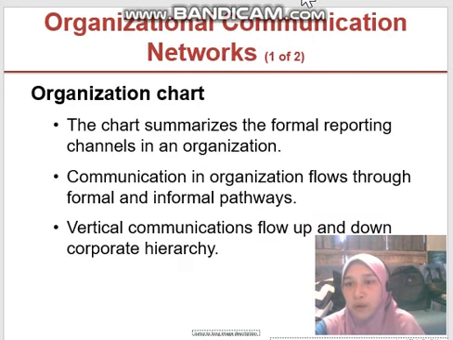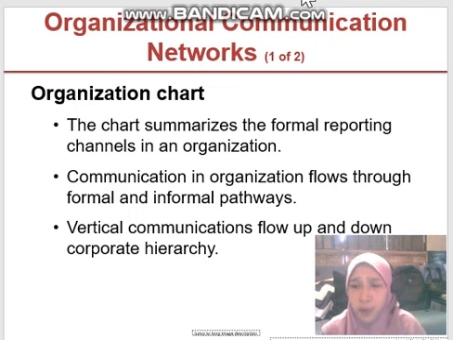The second type of communication network is known as the organizational communication network. An organization chart summarizes the formal reporting relationships in an organization and the formal pathways along which communication takes place. So when you look at the organization chart, you will see the formal reporting relationship between the subordinates and the bosses at the top. Often, however, communication is informal and flows around issues, goals, projects and ideas instead of moving up and down the organization hierarchy in an orderly fashion.